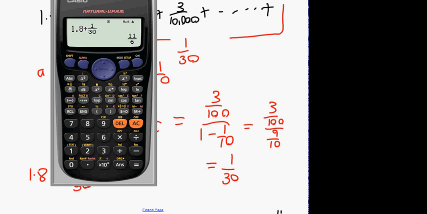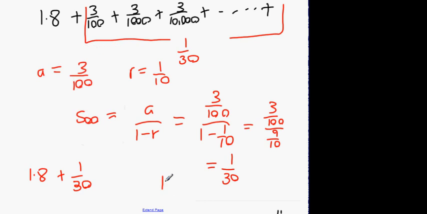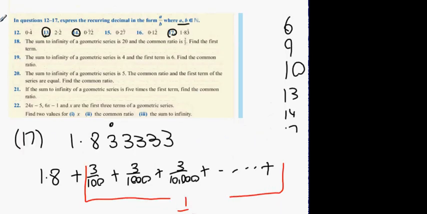And what do we get there? 11 over 6. And what is 11 over 6 in the calculator? 1.8333. So it's 11 over 6, is the answer for this question here. Okay, so that's number 17 done.